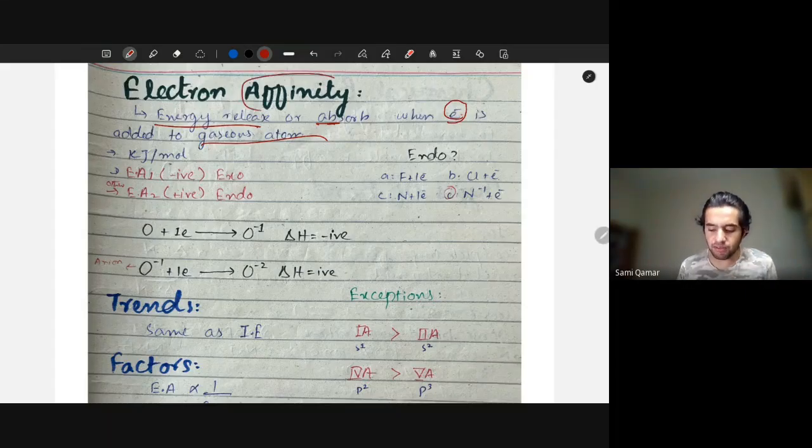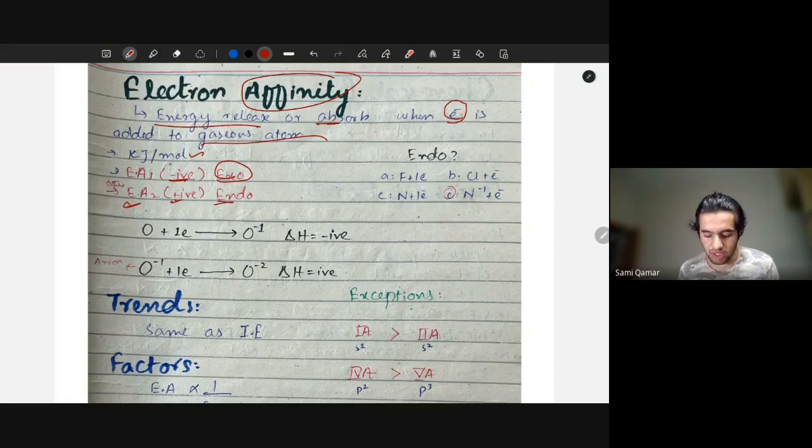Affinity means a kind of attraction. The electron is being attracted, so it means the electron is being added. It is again a unit of energy, kilojoules per mole. And the concept here is the first electron affinity will always be exothermic, meaning negative. Exothermic means the energy is released, so it is going to be negative. And the second electron affinity will always be positive, endothermic.